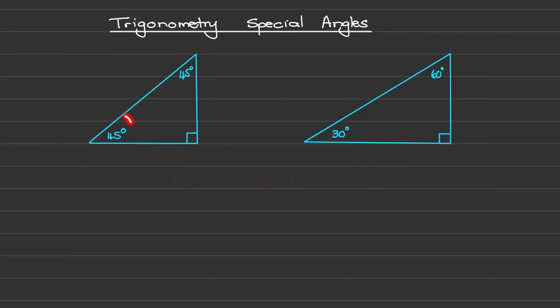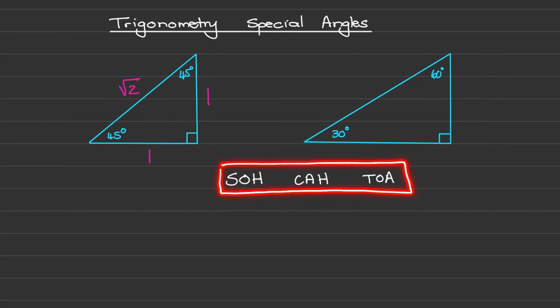Here we have angles of 45 degrees and a right angle of 90 degrees. For this triangle, we'll use the lengths of the sides as 1 unit each, and by using Pythagoras, we can find the length of the hypotenuse, which is the square root of 2. And to help us find the trig ratios, we'll use the anagram SOHCAHTOA.